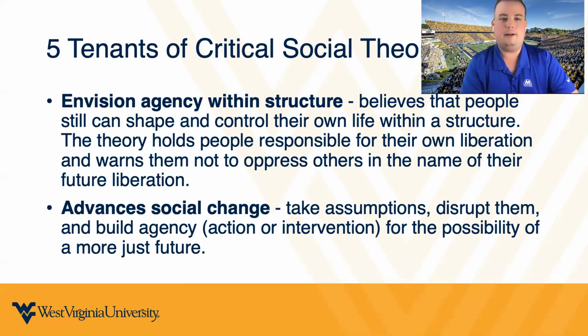What is represented by critical social theory is that it advances social change, and it takes these assumptions that we have about society, about people, about those in the different layers of our society. We disrupt them. We then envision this new light, and we do so either by taking action or creating an intervention. Ultimately, our goal is to have a more just and fair future for everybody involved.